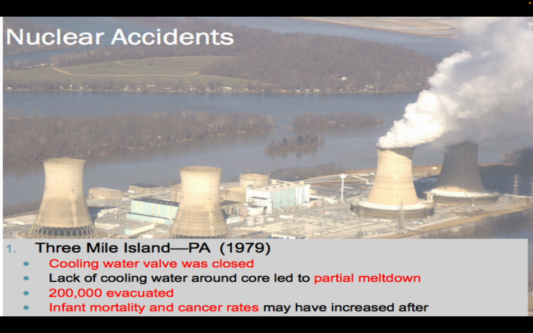This lack of cooling water around the core meant the core got too hot, which led to a partial meltdown. They did evacuate over 200,000 people. There were no reported immediate deaths directly attributed to this. However, around the area afterwards, we do see an increase in infant mortality and rates of particular cancers. Now, we all know that correlation is not necessarily causation, but it does raise the question: did this partial meltdown lead to a change in human health? And it's very plausible. It's 100% plausible.